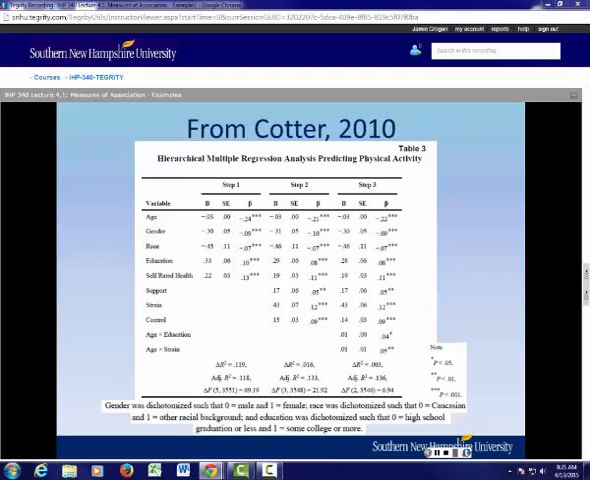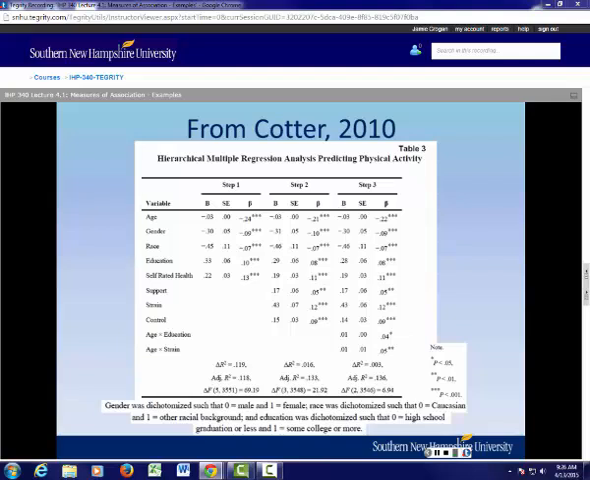The variables that they measured are listed down the left: age, gender, race, education, etc. In step 1, you've got 5 variables that are sitting in that equation. Those are age, gender, race, education, and self-rated health. These 5 variables are predicting or being compared to physical activity. So in the title it says hierarchical multiple regression analyses predicting physical activity. The variable that's predicted, that's the y. So physical activity in this case is the y, and the variables listed down the left, those are the x's. So there are 5 of them in the equation.